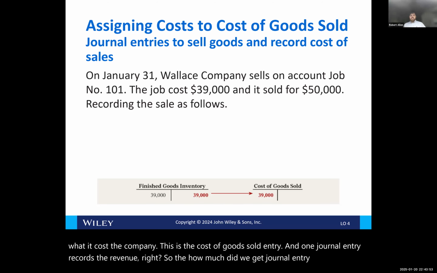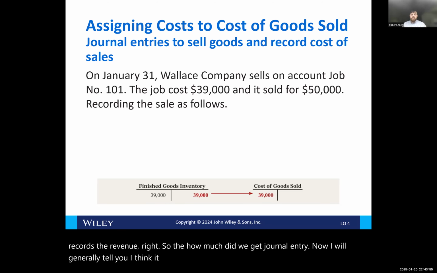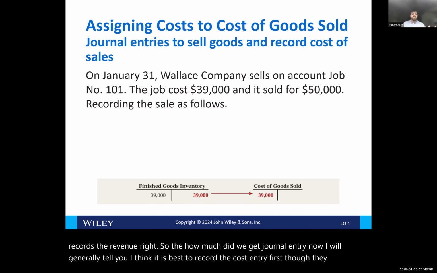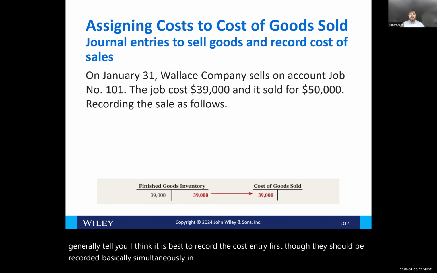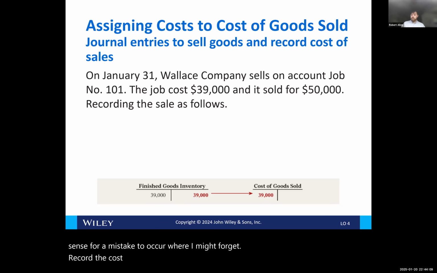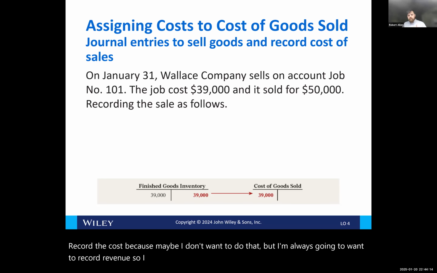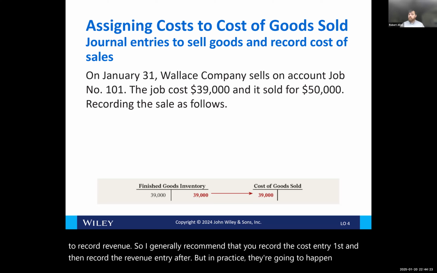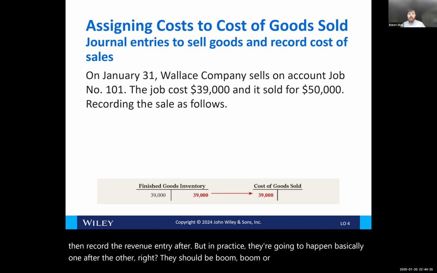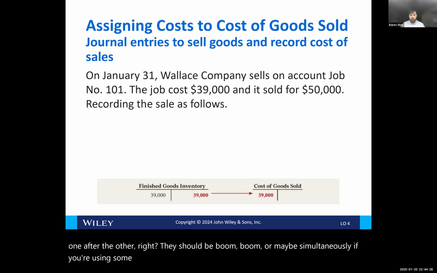Now, I will generally tell you, I think it is best to record the cost entry first, though they should be recorded basically simultaneously in practice, because I think it would make more sense for a mistake to occur where I might forget to record the cost because maybe I don't want to do that, but I'm always going to want to record revenue. So I generally recommend that you record the cost entry first and then record the revenue entry after. But in practice, they're going to happen basically one after the other, right? They should be boom, boom, or maybe simultaneously. If you're using some type of accounting software, it may do it for you. So this is the setup. So we need 2 entries here.